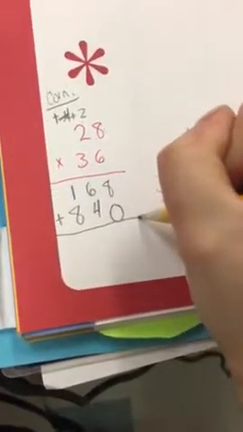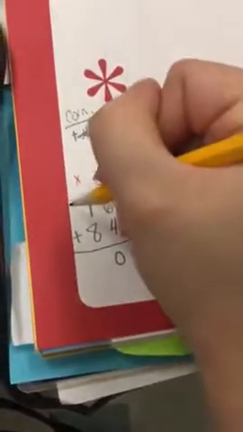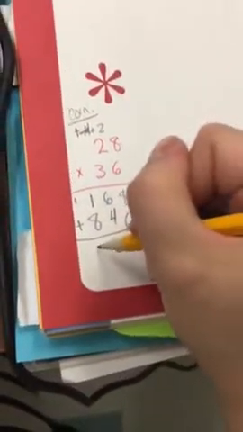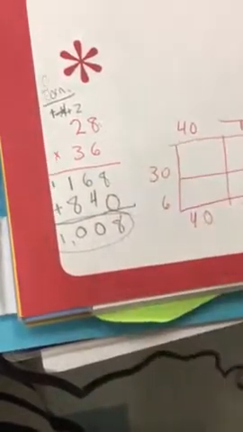And now I'm adding these 2 partial products. 8 plus 0 is 8. 6 plus 4 is 10. 8 plus 1 plus 1 is 10. So I see corn is 1,008.